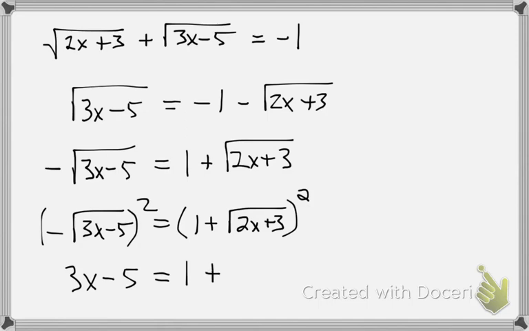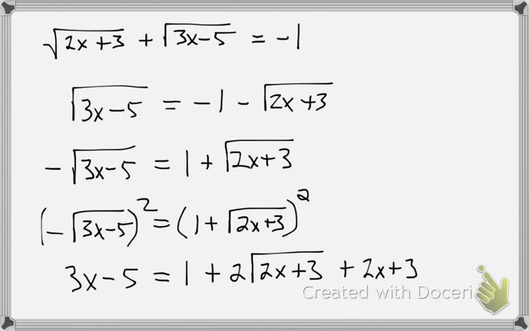Minus square root of 2x. Oh, 2, yeah. Plus 2x. Square root of 2x plus 3. That's your 2ab, right? That's your 2ab, and then plus 2x plus 3.